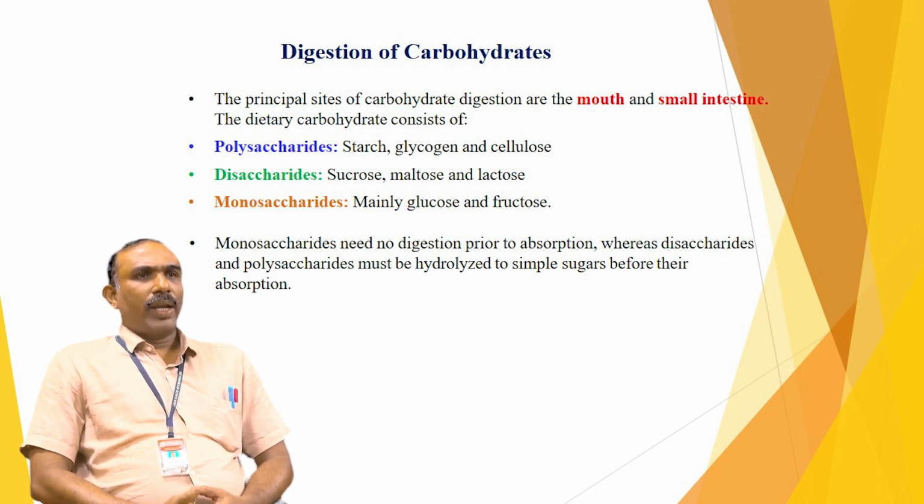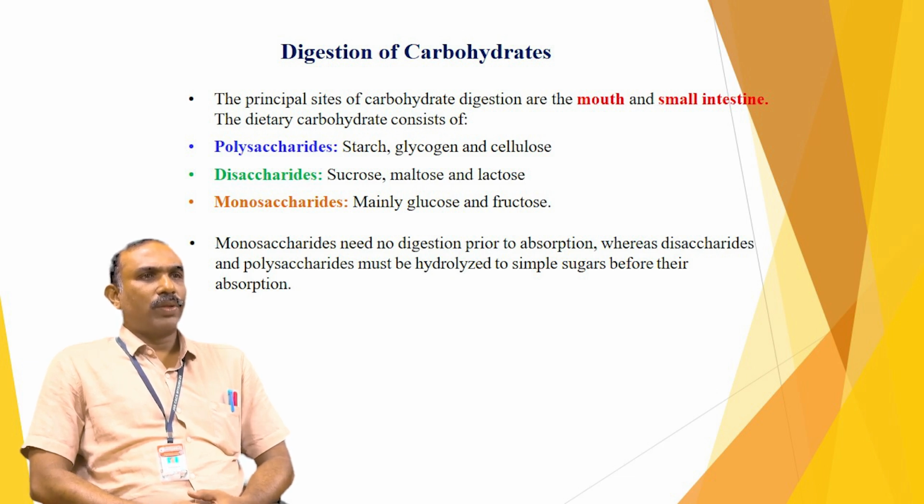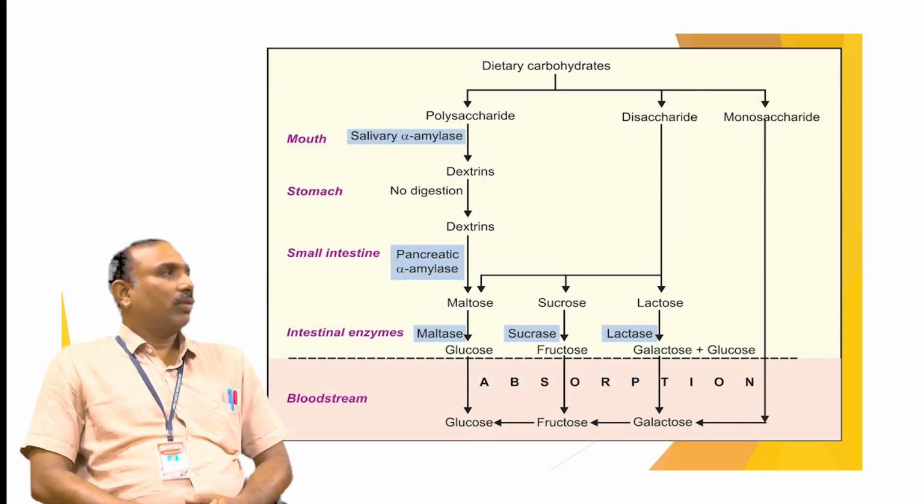Whereas disaccharides and polysaccharides must be hydrolyzed to simple sugars before their absorption. That means monosaccharides will be absorbed directly, whereas disaccharides and polysaccharides will undergo chemical breakdown, be converted into monosaccharides, and then be absorbed. So how are these polysaccharides, disaccharides and monosaccharides handled?